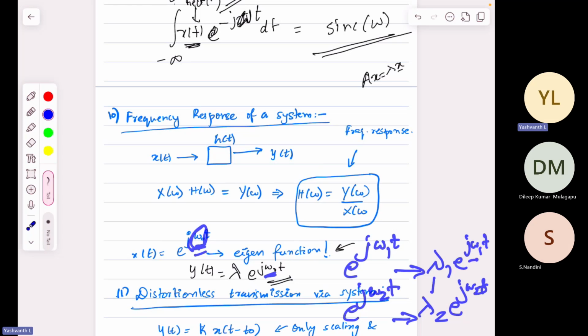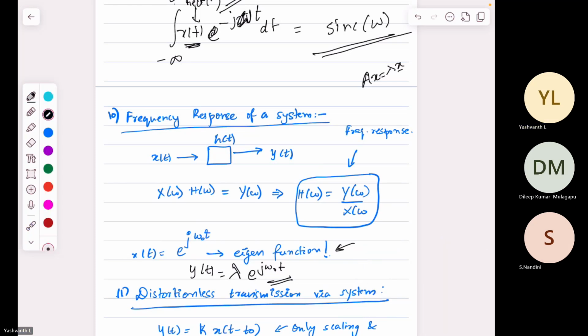Like that, you keep passing different omegas. You will get lambda 1, lambda 2, and so on, and you accumulate all those values. So now you have found the frequency response of the system. Now you do the inverse Fourier transform, and you get the impulse response of the system. This is what is called the system identification problem. You are identifying what kind of system this is, the properties of the system. So eigenfunctions are very useful in that kind of application.